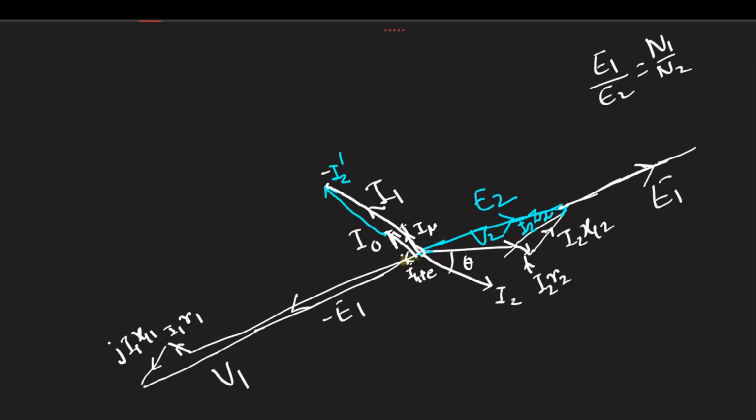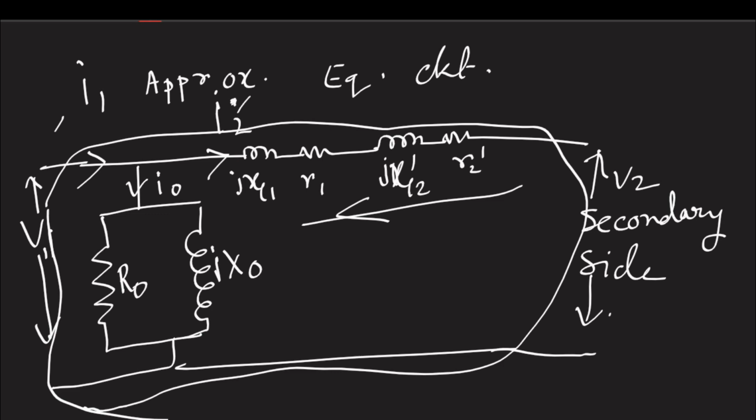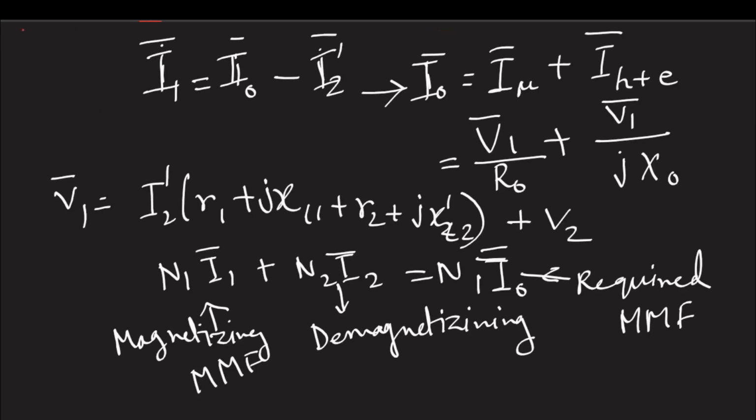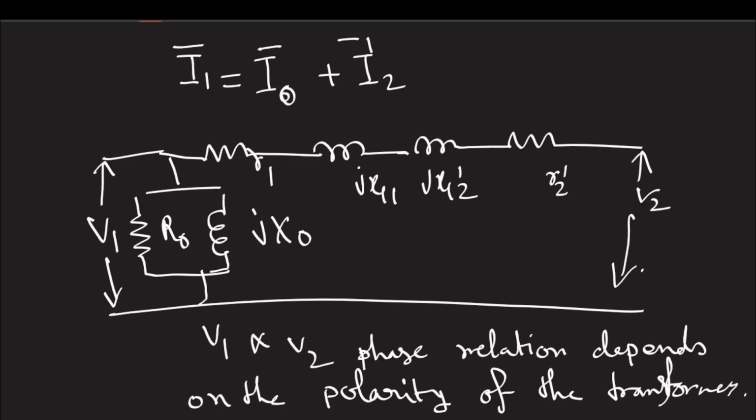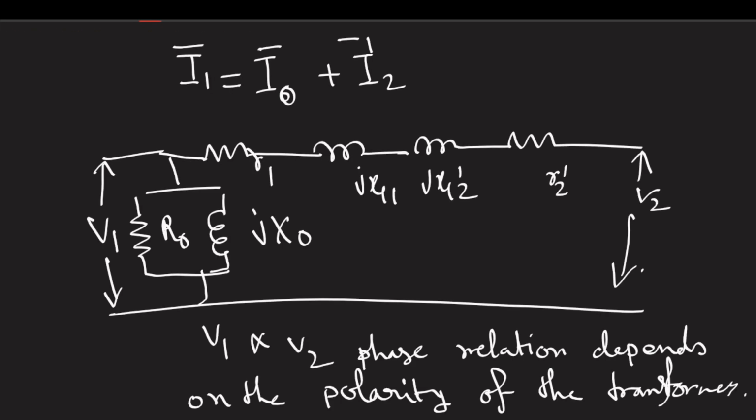We assume that our transformer winding direction, when the transformer was manufactured, was done in such a manner that V1 and V2 become collinear. And if you want to make V1 and V2 collinear, or rather not collinear phasors but more or less almost in phase, then you have to modify your current accordingly.